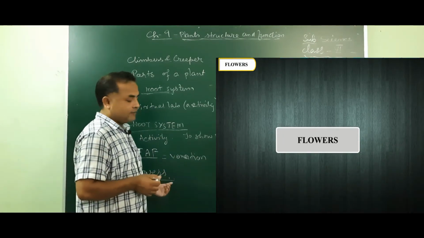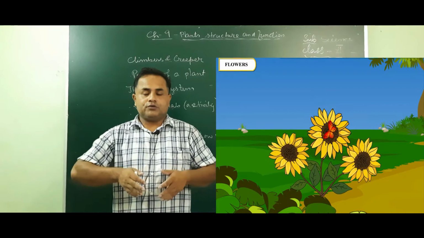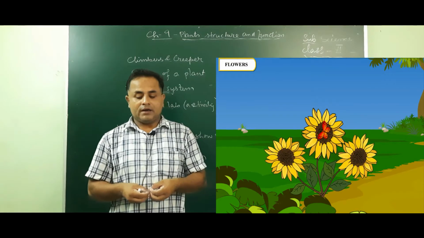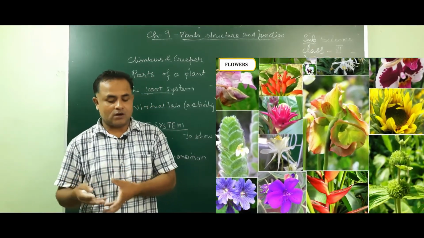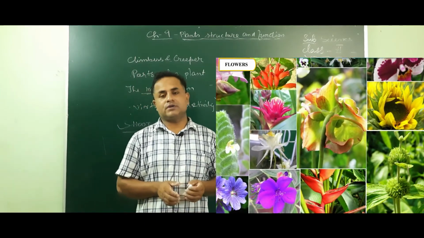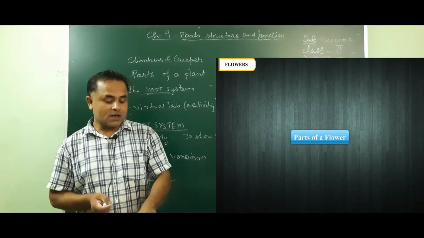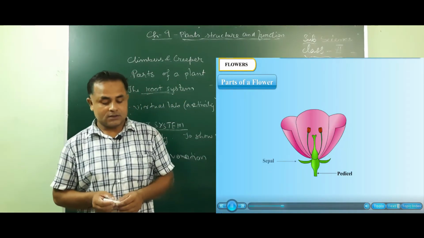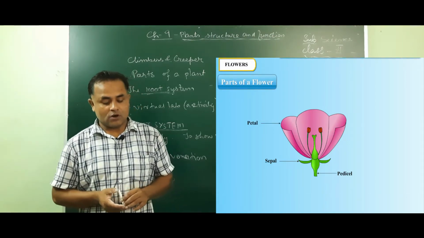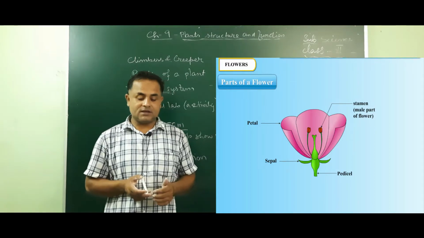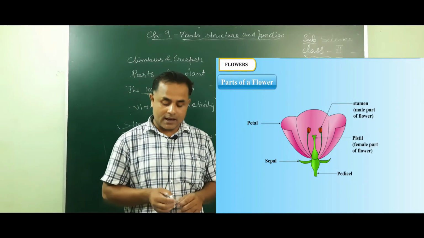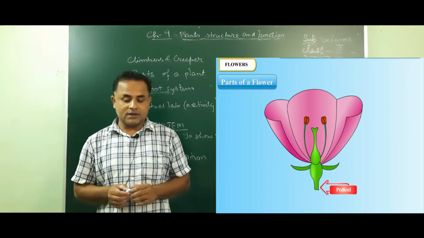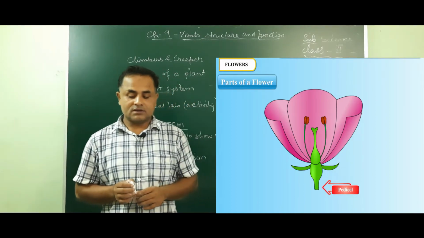Now, next comes the flowers. Before going to the different modifications, functions and fruit formation and all details, first we'll see the structure of the flower. The flower consists of pedicel, sepals, ovules, ovary, style, stigma, pistil, petal, stamen, anther, and filament.